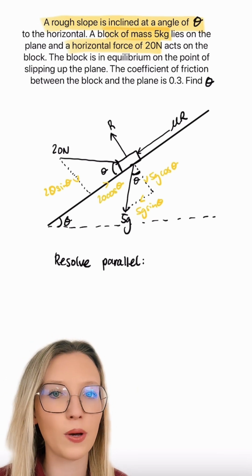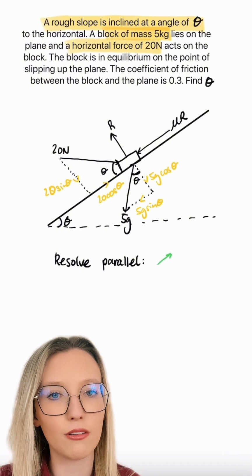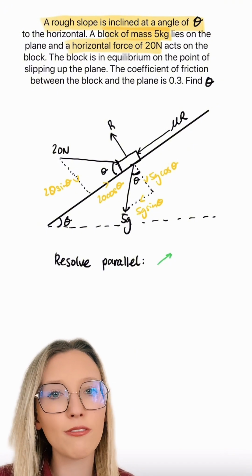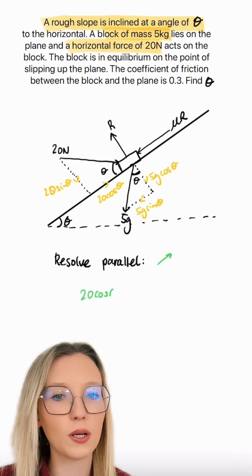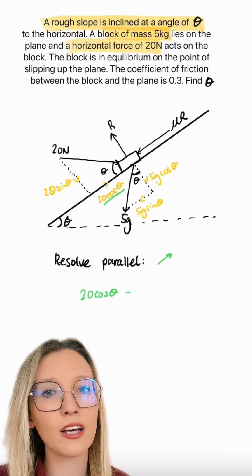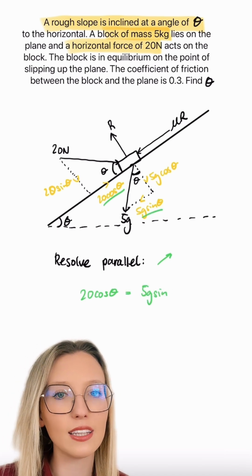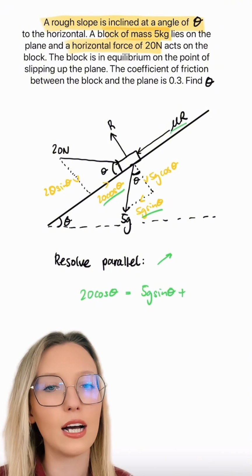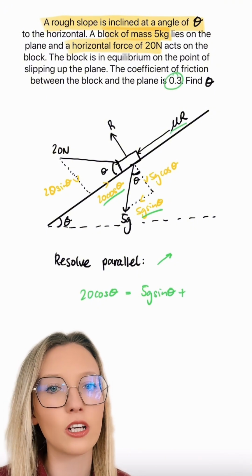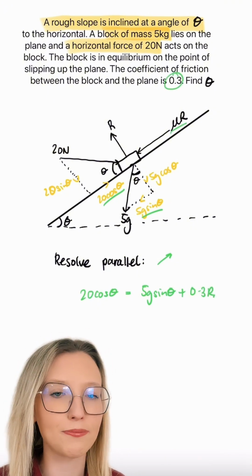Now we've got that, let's go ahead and resolve for the parallel forces. So we've got one force that is heading in this direction, which is the 20 cos theta. We've then got two forces acting in the opposite direction, which is our 5g sine theta and our mu R. And we can input our 0.3 at this stage. So we've got add 0.3 R.